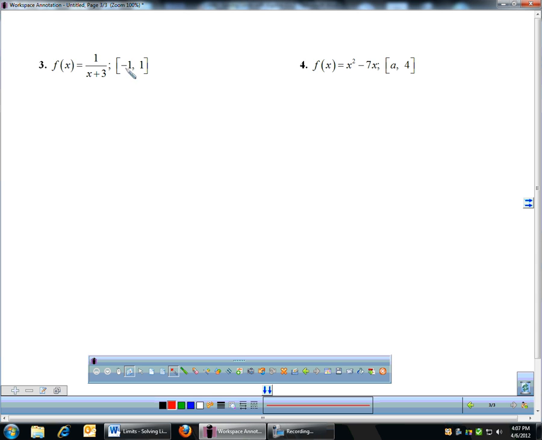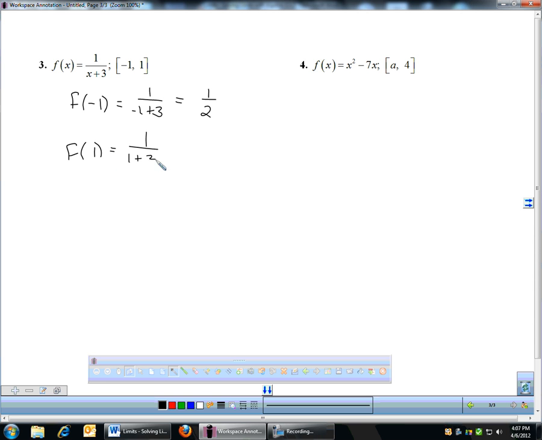F of x is that, going from negative 1 to positive 1. Well, I already know that to do the average rate of change, I'm going to need to find the y coordinates for these two x's. So I'm going to go ahead and do f of negative 1. That's 1 over negative 1 plus 3, which is 1 half. F of positive 1 is 1 over positive 1 plus 3, which is 1/4. And when I do my formula, f of negative 1 minus f of 1 over negative 1 minus 1, I can go ahead and plug in f of negative 1, which was 1/2, minus f of positive 1, which was 1/4, over negative 1 minus 1, which is negative 2.